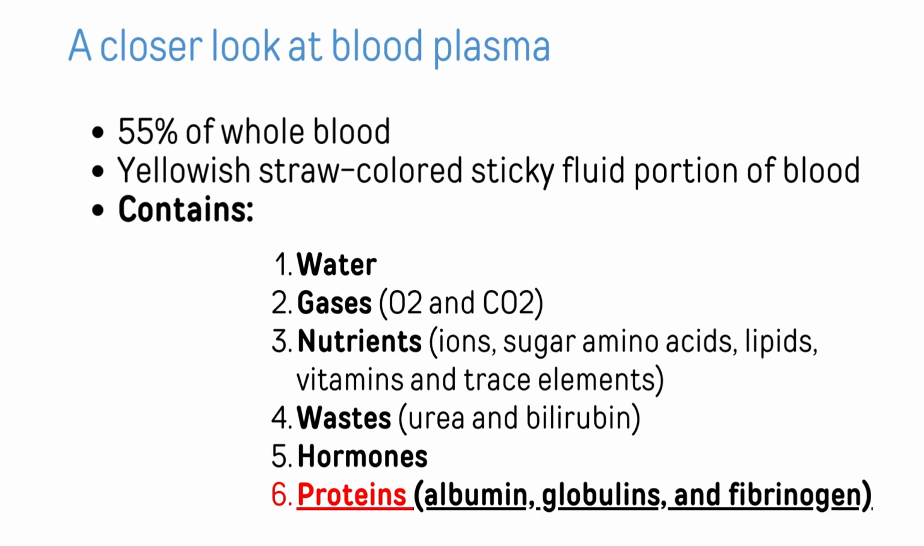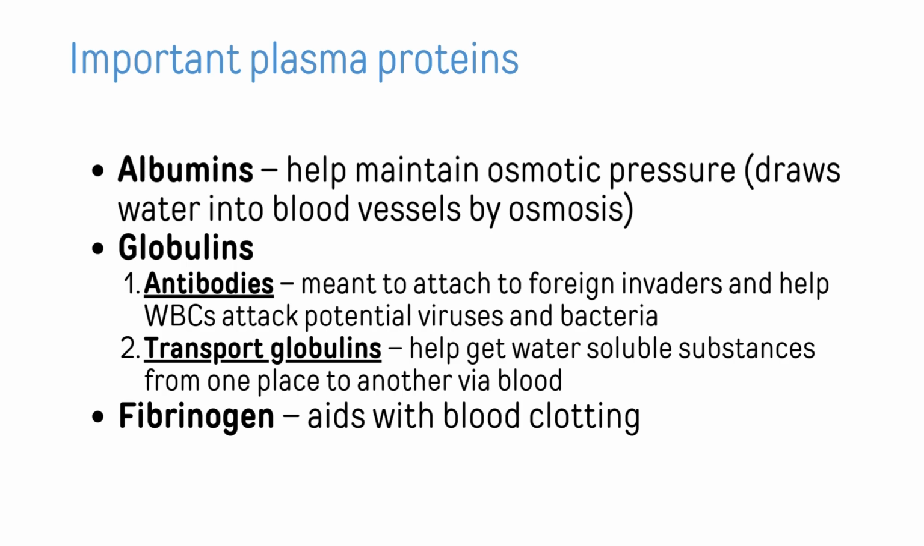Again, it's 55% of whole blood. It has that yellowish, straw-colored, kind of sticky fluid appearance, and it contains numerous things, including mostly water, respiratory gases, oxygen and carbon dioxide, nutrients like ions, amino acids, sugar, lipids, vitamins, and trace elements, and waste, urea and bilirubin. We've talked before about hormones and they travel via the blood, so it makes sense that it's in the blood plasma. What we're going to focus the most on are plasma proteins: albumin, globulin, and fibrinogen.